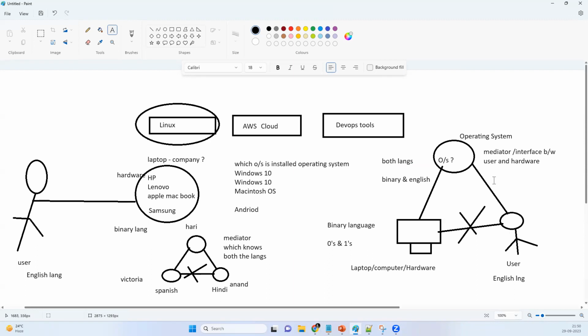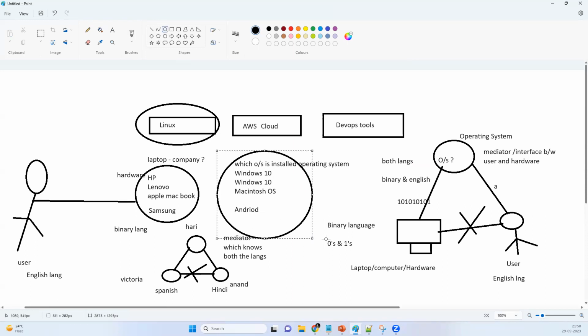Whatever the user communicates in English, for example A, the OS takes it and converts it into binary, something like 10101010. Who converts? The operating system. That's the reason we need an operating system on our hardware.